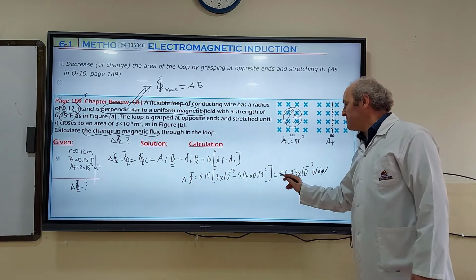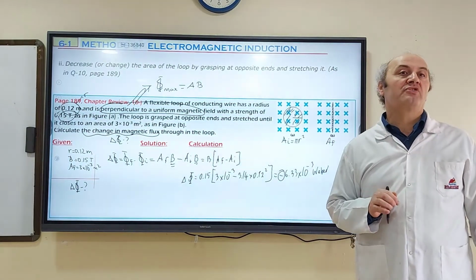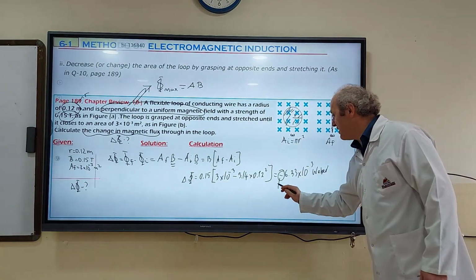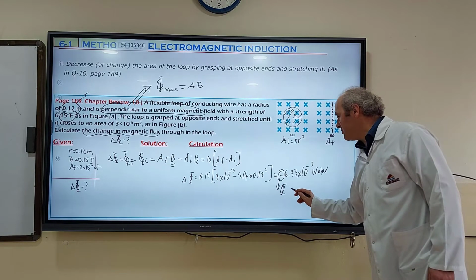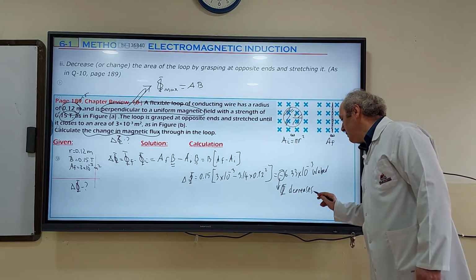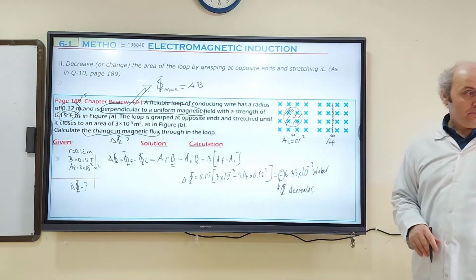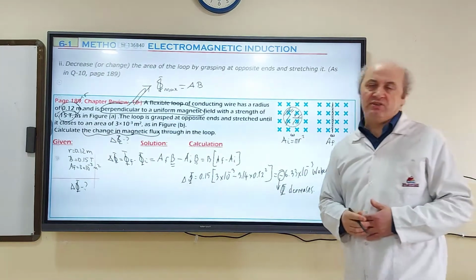Okay, what does this negative sign indicate? A decrease. There is a decrease in magnetic flux. The negative sign indicates that phi, that is, magnetic flux, decreases. If it is positive, magnetic flux increases. If it is negative, magnetic flux decreases.